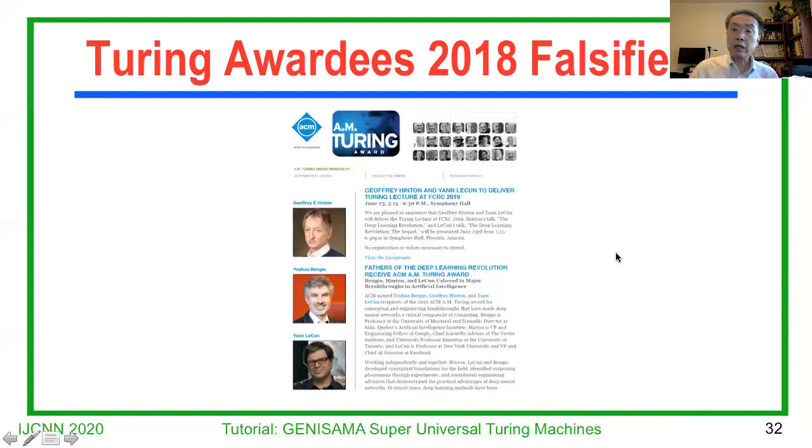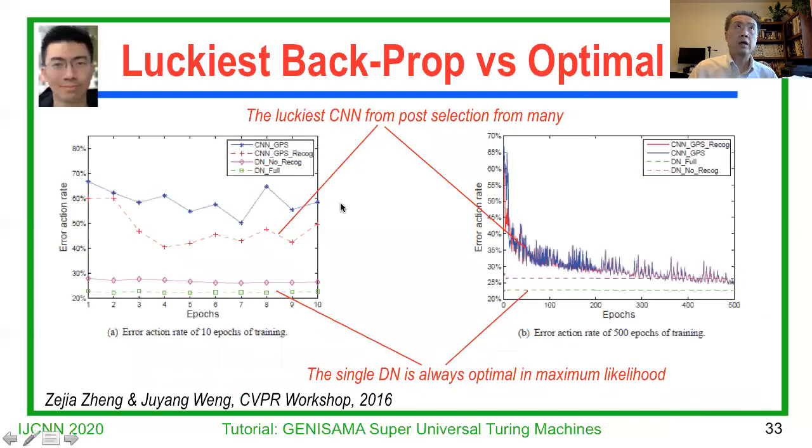Then I'd like to congratulate three researchers, Hinton, Bengio, and LeCun. They received the Turing Award 2018, but I claim they falsified the data. You can get more detail on YouTube, but I'd like to show that our network, we use CNN with random initial weights. We pick the luckiest backprop network. That's over here. In this area, the lower the better. And our optimal DN is right there.